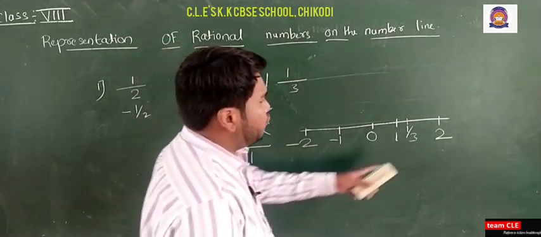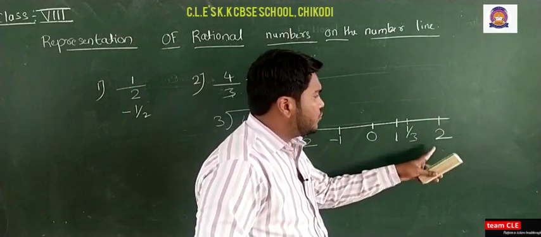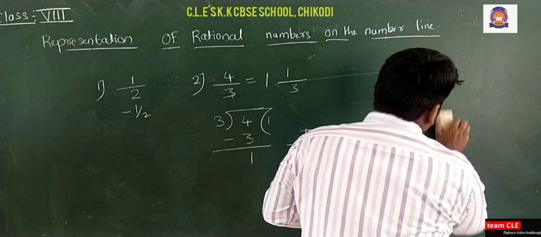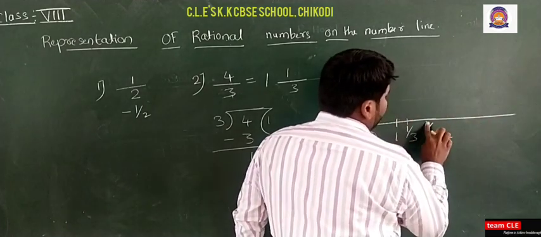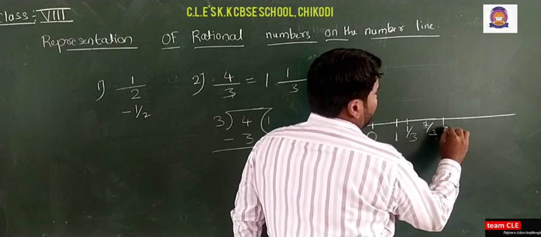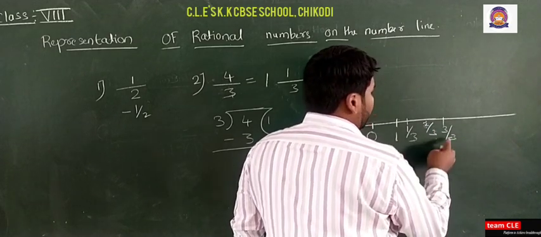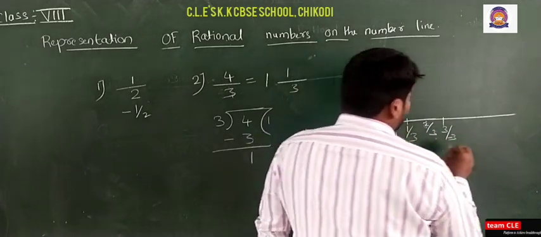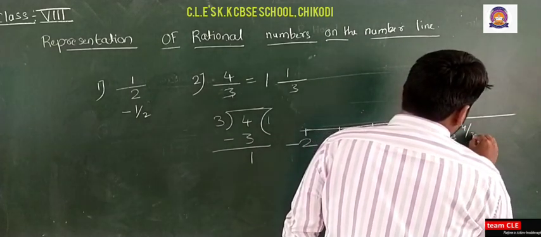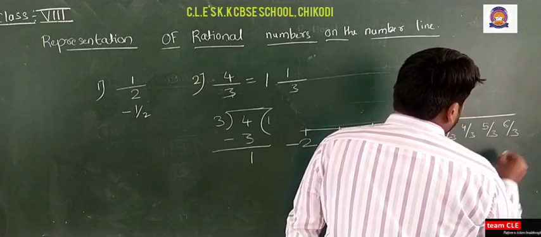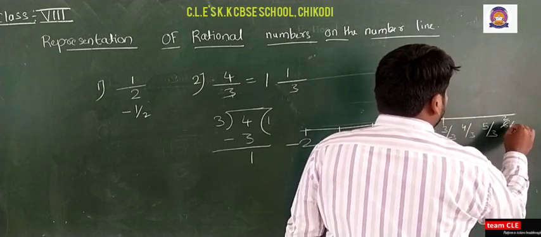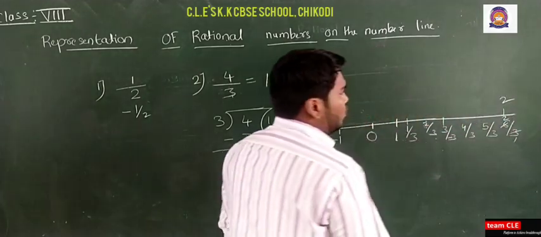Now the question is how it reaches 2. If you draw this in between 0 and 1, I go on writing: 2 by 3, 3 by 3. 3 by 3 means again it is 1, which is equal to 4 by 3, again 5 by 3, which is equal to 6 by 3. 3 ones are 3, 3 twos are 6, so 6 by 3 is nothing but 2.